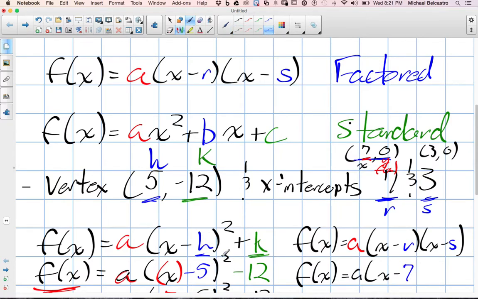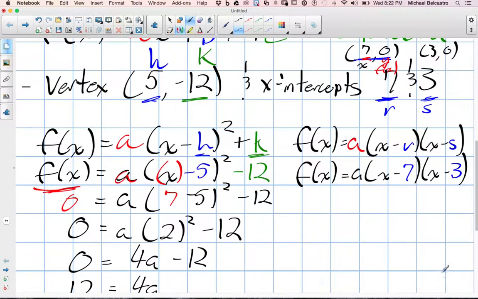Okay, just like that vertex form, that negative kind of flips our sign. If this had been -7, it would have been +7 in the bracket. Okay, and then x again minus 3. So we plugged them in for the r and the s. Really good. There's nothing to really simplify.